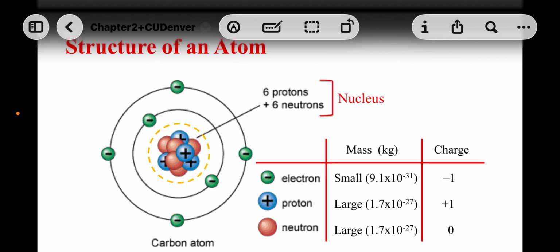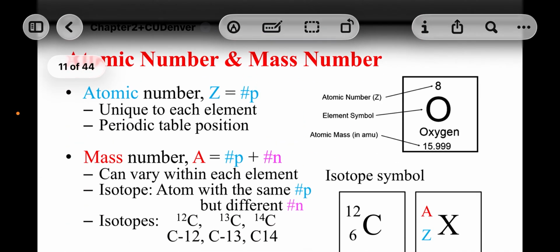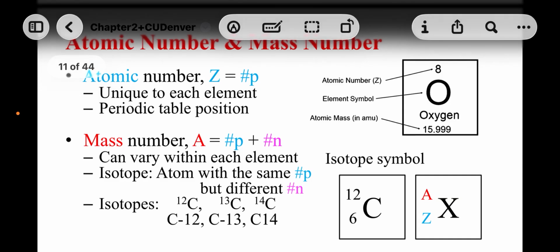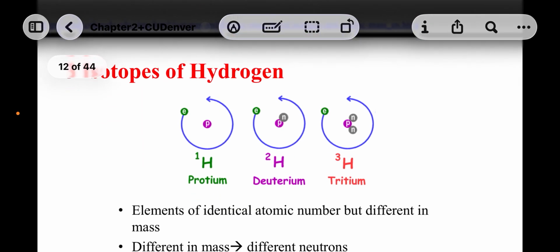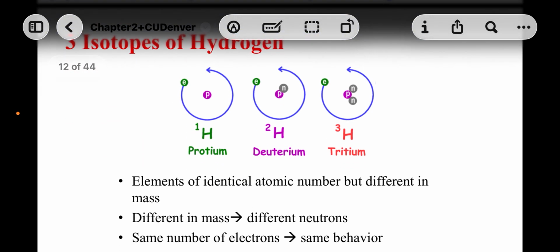Two important numbers describe atoms: the atomic number and the mass number. The atomic number, Z, is the number of protons and identifies the element. The mass number, A, is protons plus neutrons. When atoms of the same element have different numbers of neutrons, we call them isotopes. Carbon-12, carbon-13, and carbon-14 are classic examples.